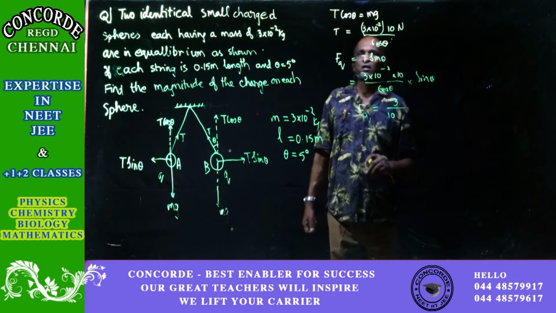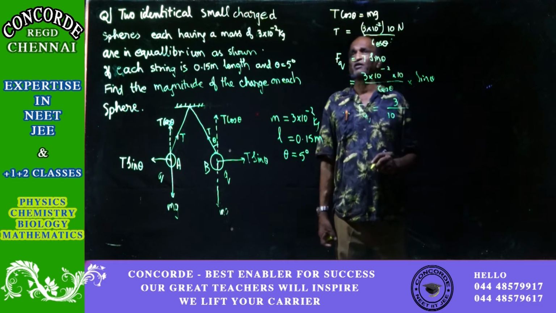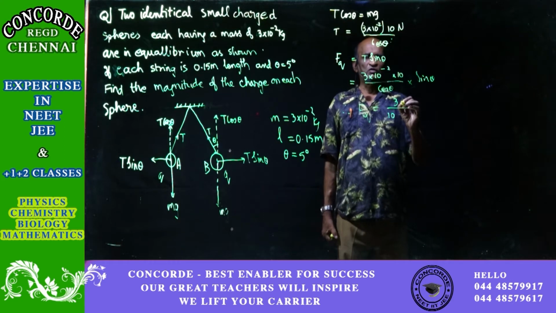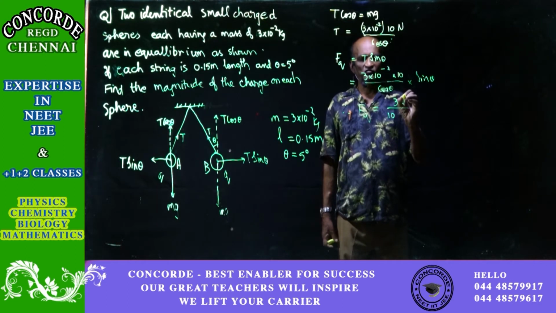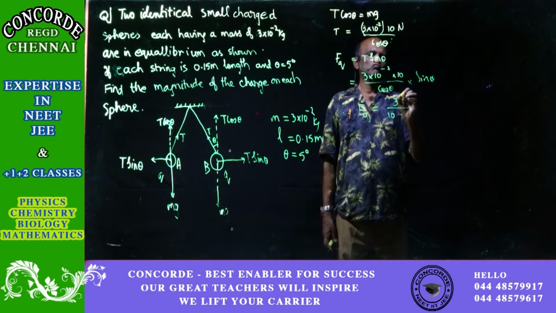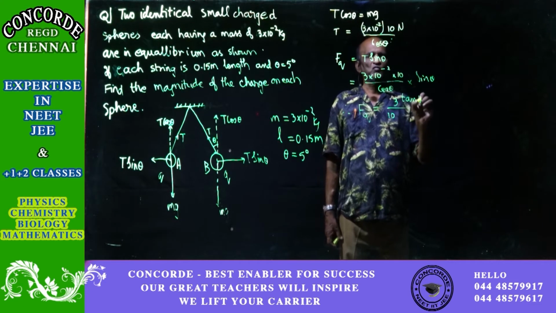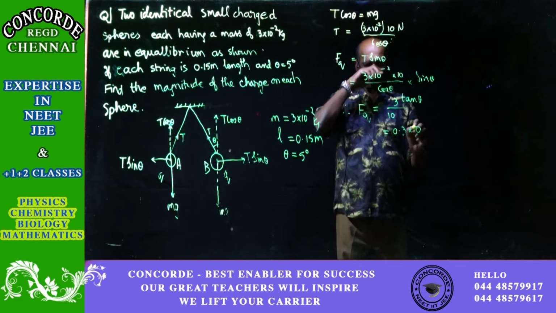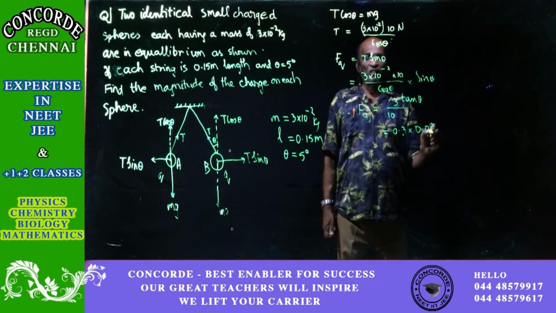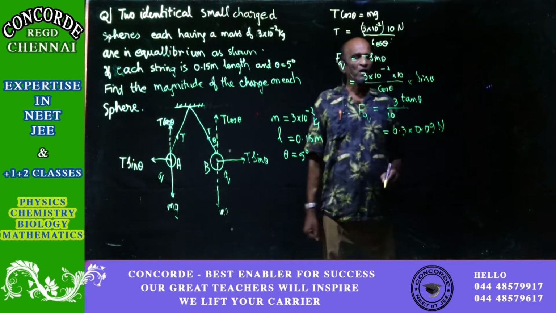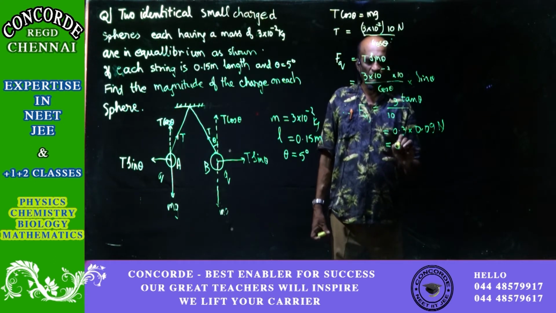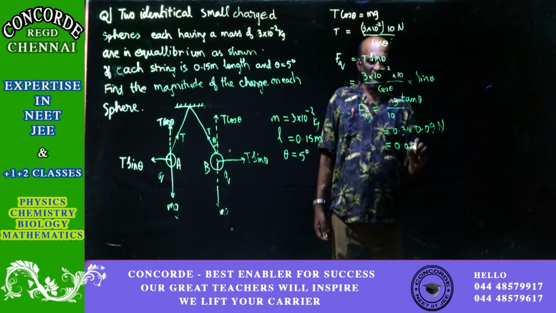0.087 is the value of tan theta, so you can round it up to 0.09 also. So 3 by 10 into tan theta, this will be 0.3 into 0.09 newtons, and that will be equal to 0.027 newtons.